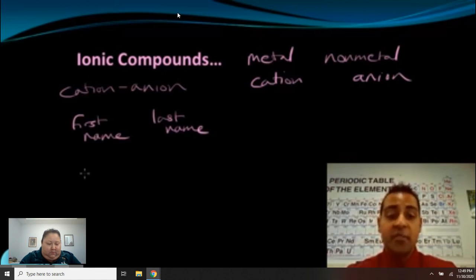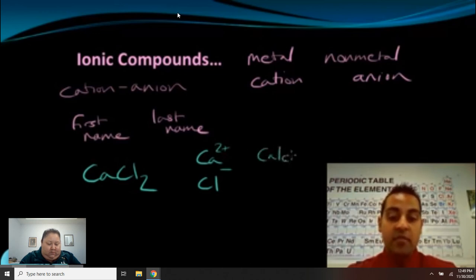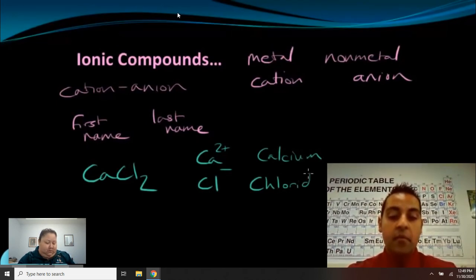Let's look at a simple example. The metal is calcium, and the nonmetal is chlorine. If we name these individual ions, we know that the metal ion should be just named calcium because it's just the name. And we know that chlorine, when it's an ion, becomes chloride. So just like we said, first name, last name, the metal is the first name, the nonmetal is the last name. So this becomes calcium chloride.